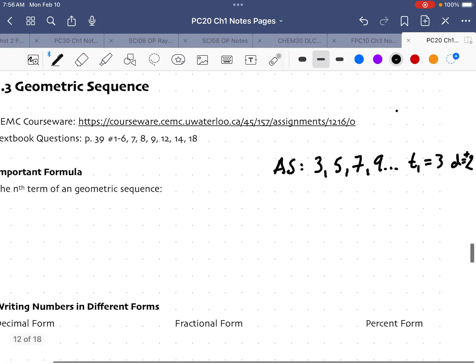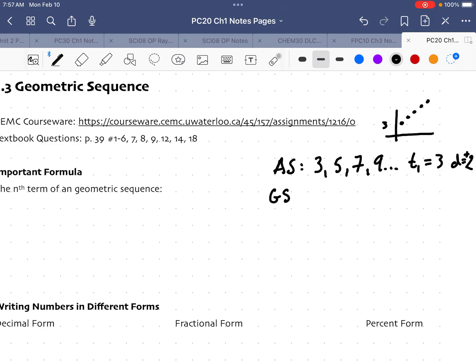If we were to graph this on a line, it would start at 3 here, and then it would go up in a nice line like that. A geometric sequence that starts at 3 now has a common ratio of times 2. Go 3, 6, 12, 24, dot, dot, dot.